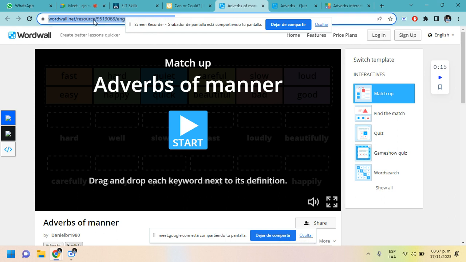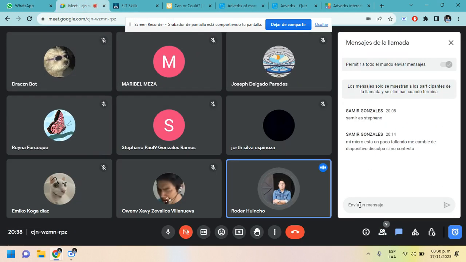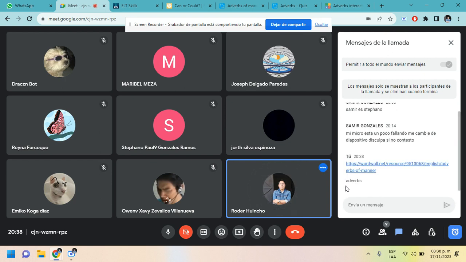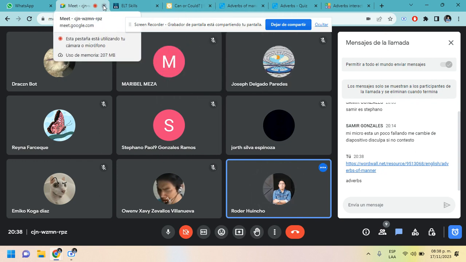Te envío este link. Practícalo, ¿ok? Open the link, please. This link, you're going to match the adjective with the adverb. Then we practice using this, ¿ok? The adverbs are very similar. Please go to the chat. Open the link. When you finish, raise your hand to share your score.